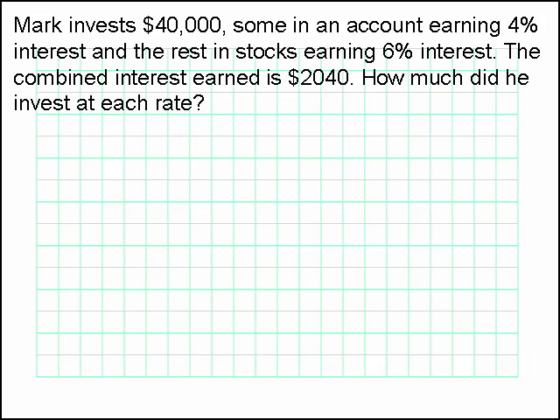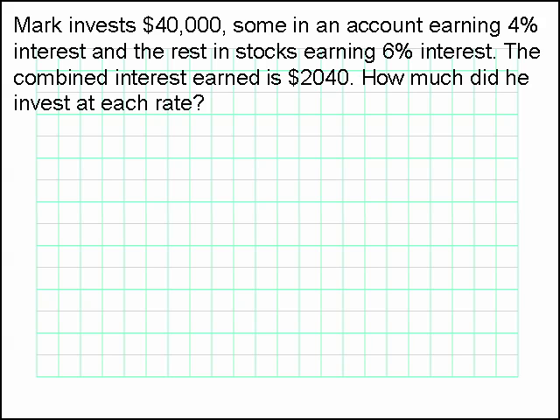Mark invests $40,000, some in an account earning 4%, the rest in stocks earning 6%. The combined interest is $2,040. How much did he invest at each rate? This is another type of mixture problem that we probably solved in a previous chapter, but now I'm going to solve it for you with two variables.